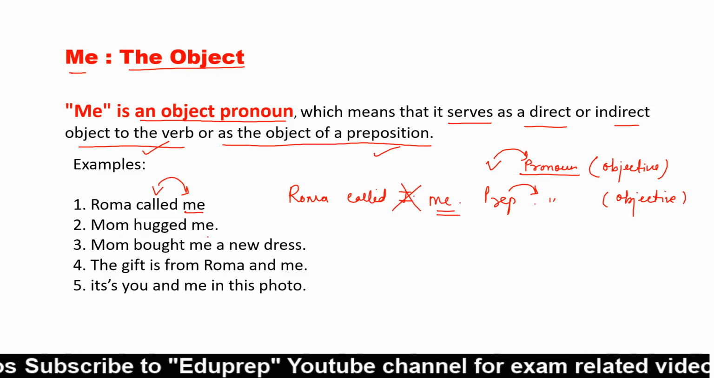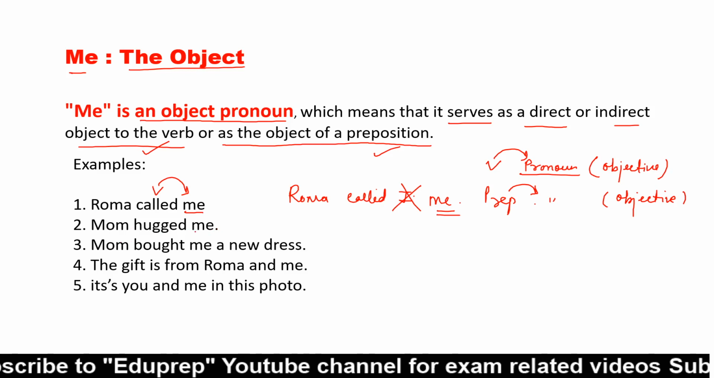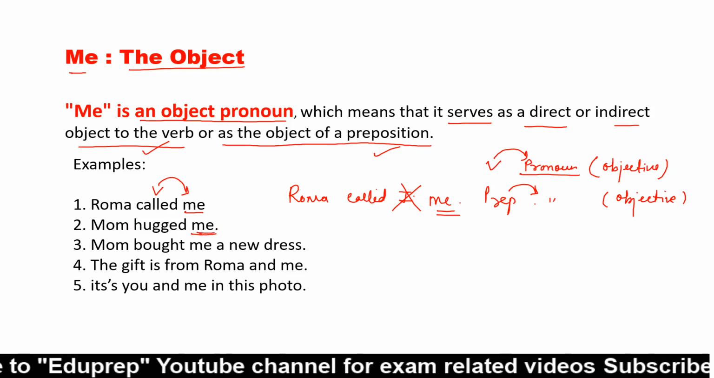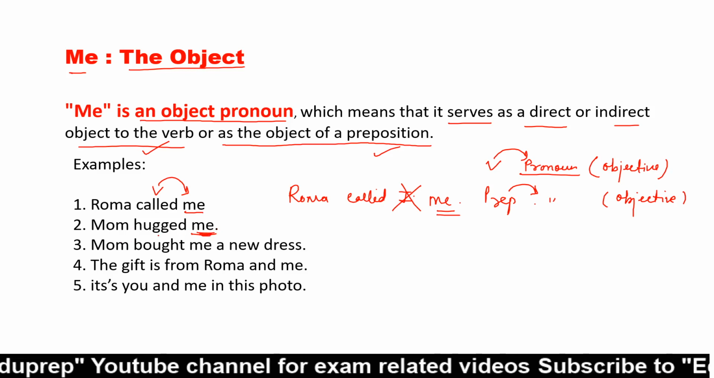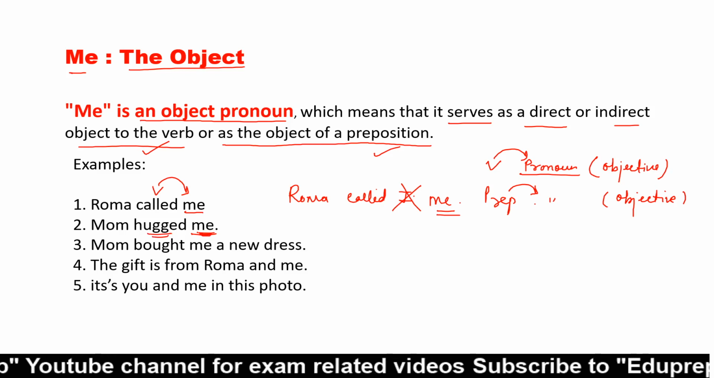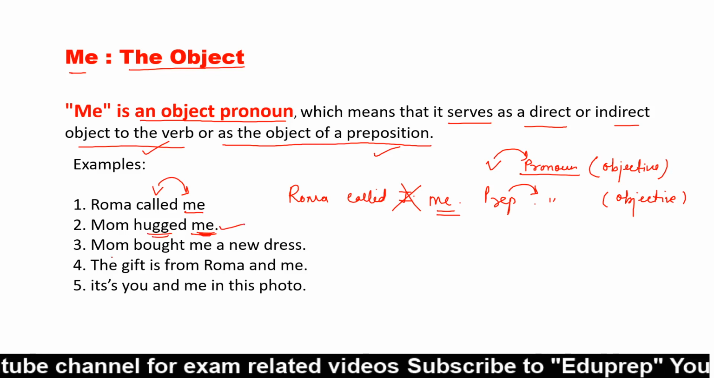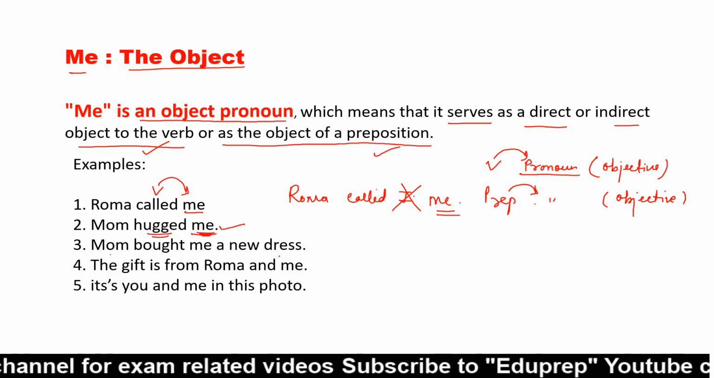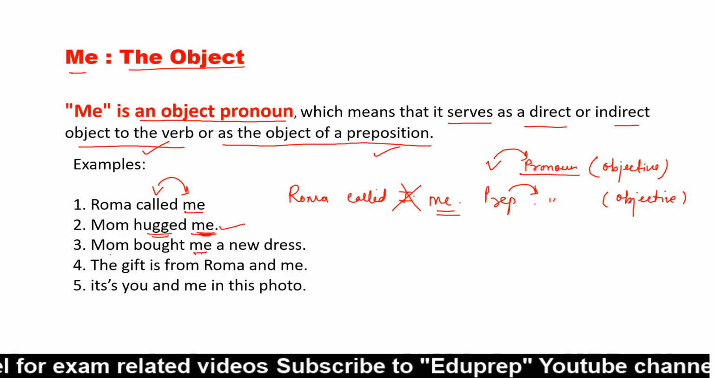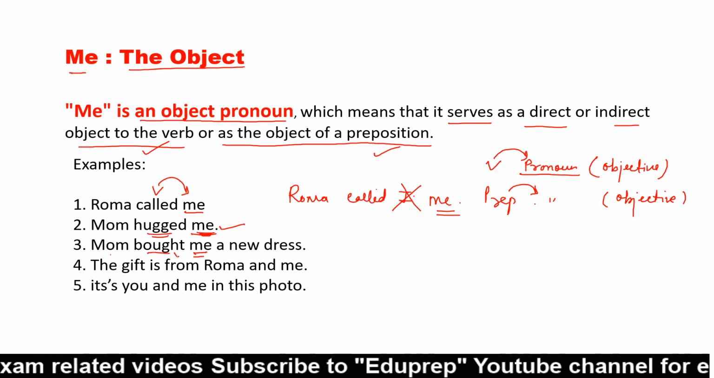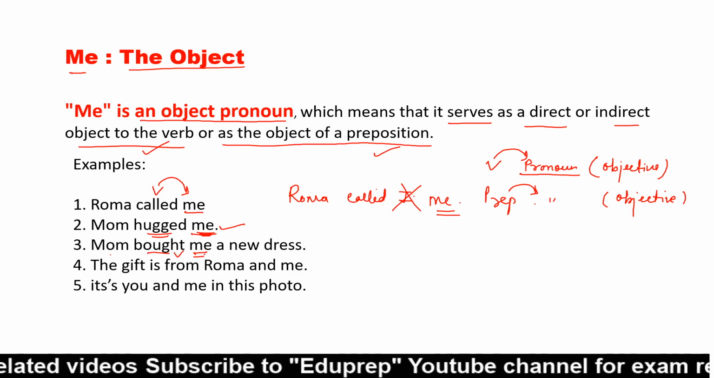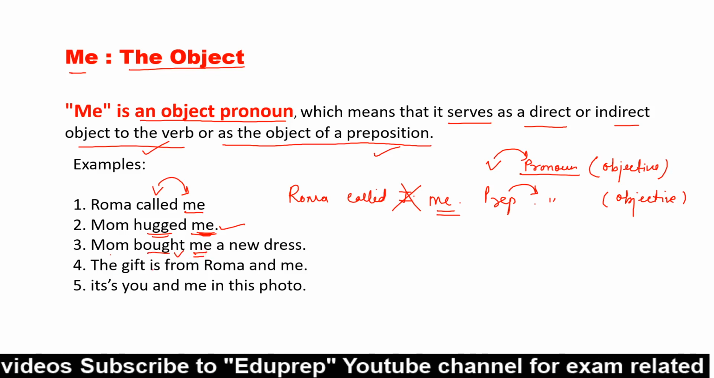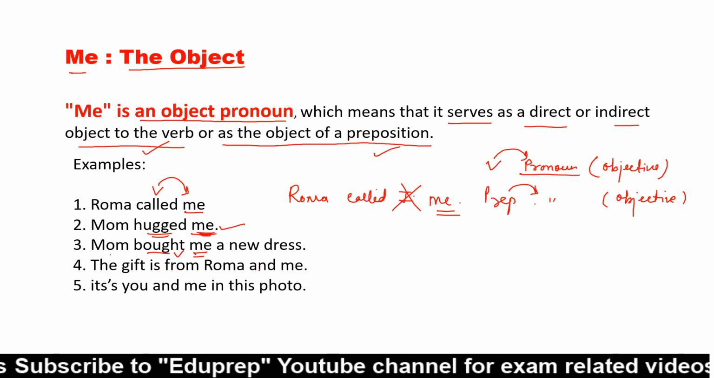"Mom hugged me." So by whom were you hugged? By mom. So here the action is received by you. "Hugged" is the verb. So after a verb, again an objective pronoun. "Mom bought me a new dress." For whom? For you. Okay. So again "bought" is a verb, and after a verb we need an objective pronoun. "This gift is from Roma and me."